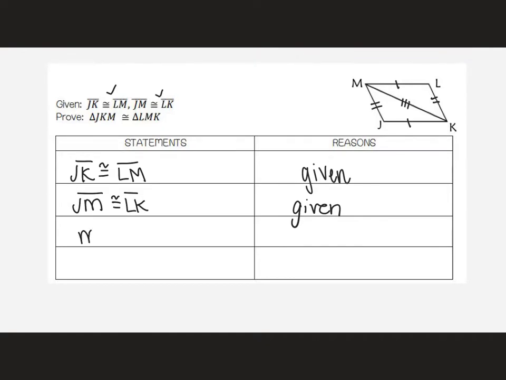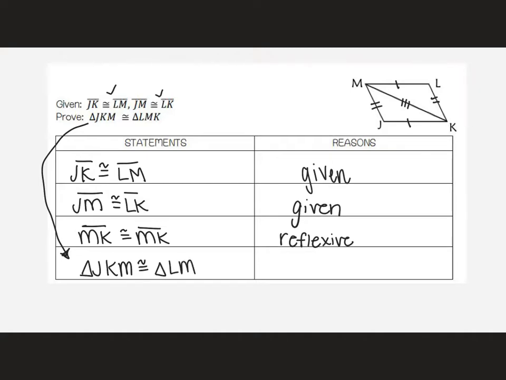I would write down MK is congruent to MK, and we call that reflexive. Remember, you can always write down what they're asking you to prove in this bottom statement box. And so triangle JKM is congruent to triangle LMK. If you look at your picture, we've marked 3 sides, so they are congruent by side, side, side.